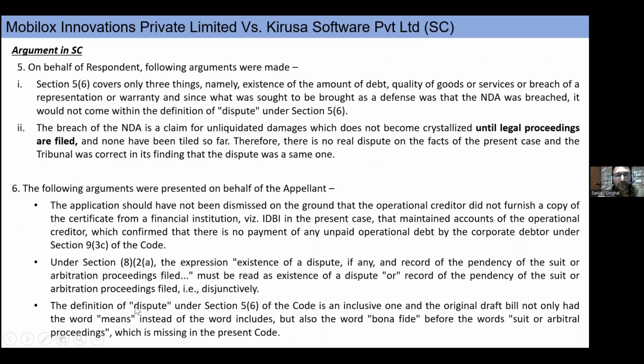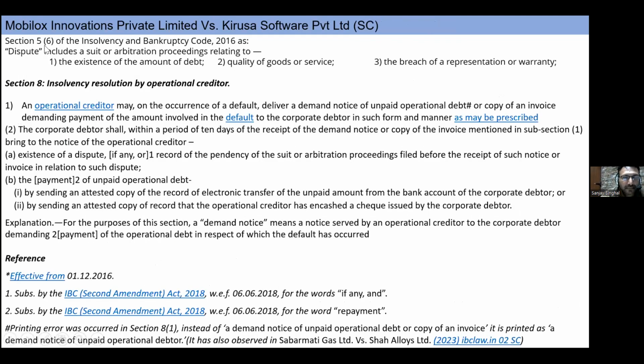And on the second point, the stand taken by Kirito Software was that there are three parts of section 5 subsection 6: amount of debt, quality of goods or service, and the breach of representation or warranty. So the counter argument of Mobilex Innovation is that the definition of dispute under section 5 subsection 6 of the code is an inclusive one. What is the definition of dispute? Section 5 subsection 6 says dispute includes a suit or arbitration proceeding relating to these three parts. So they say this definition is inclusive. And the stand of Kirito Software is that these three parts do not cover the breach of the non-disclosure agreement. They only cover the breach of representation or warranty.